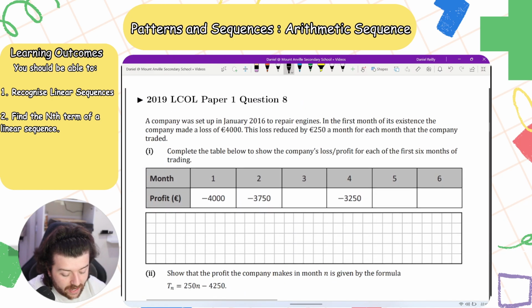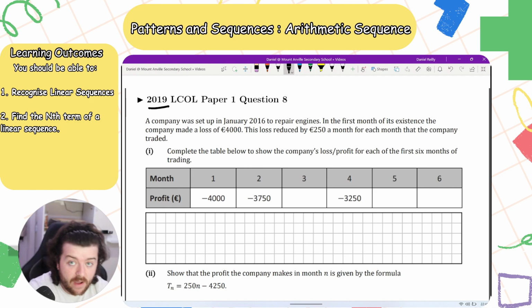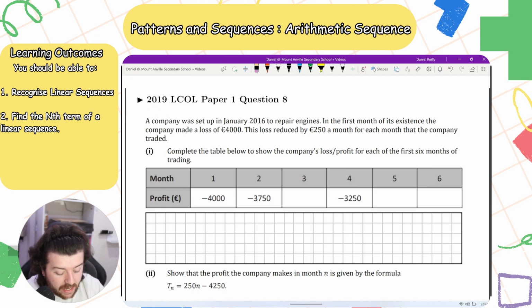This one is from the 2019 paper. So notice this comes up very, very frequently. It always appears. So a company was set up in January 2016 to repair engines. In the first month of its existence, the company made a loss of 4,000. This loss reduced by 250 a month for each month that the company traded. Complete the table below to show the company's loss/profit for the first 6 months of trading.